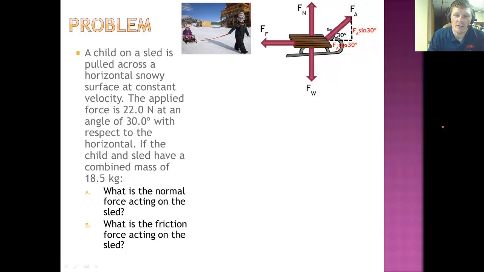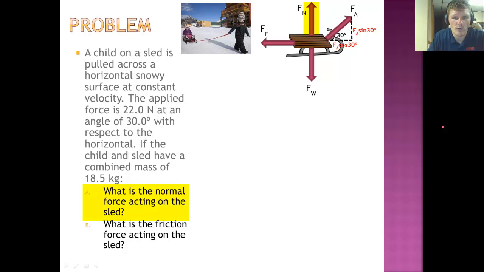Other forces acting, we have a normal force oriented in the positive y direction, we have a weight force oriented in the negative y direction, and of course, friction always opposes motion. And because in this picture the sled is moving in the positive x direction, friction must act in the negative x direction. Let's start off by solving part A. What is the normal force acting on the sled?